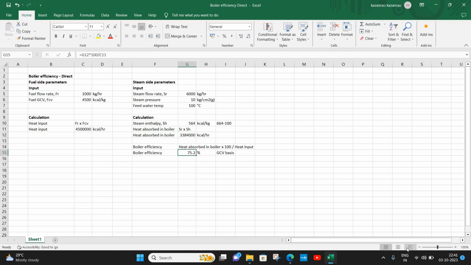The boiler efficiency by direct method is 75.2%, and this is the GCV basis because the calorific value used is GCV, and if you have the NCV, you can also estimate the efficiency based on the NCV basis. This is the most simple method to evaluate the efficiency of the boiler. There are other methods, especially the indirect method, that we will see later.